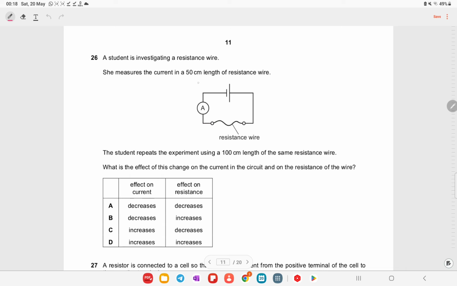So basically, what has happened over here? Initially, it was 50 centimeter. Now the length of the wire has been increased. So obviously they are asking what is going to happen to the current and to the resistance. We know that resistance is directly proportional to length. So if the length increases, the resistance is also going to increase. So either C or B is going to be the right answer. For the effect on current, obviously it has a lot more distance to travel, so option B will be the right answer.